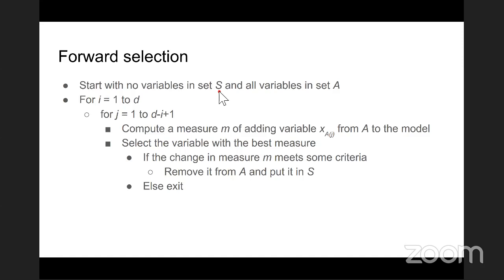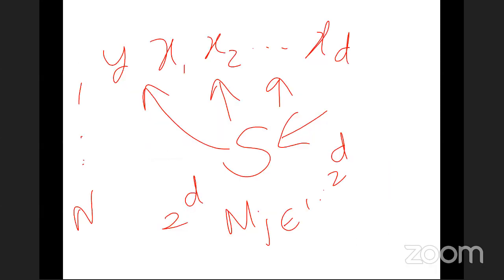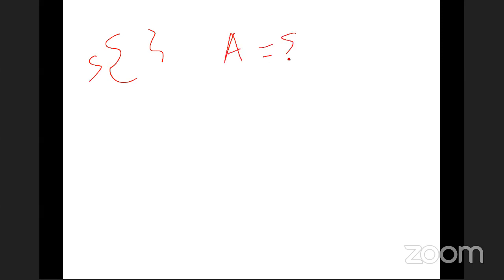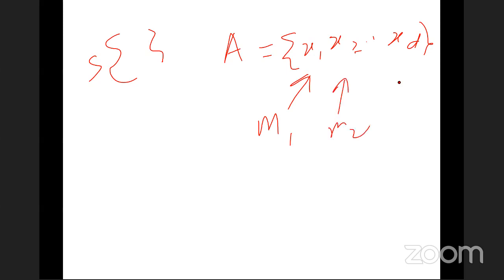Okay, so let me show you in a better way. Let's say we are here, right? You have an empty set S, and then you have set A that has all the variables x1, x2, all the way up to xd. In your first iteration, you are testing: if I include this, what is my measure M1? If I include this, what is my measure M2, etc., until I find the measure MD.